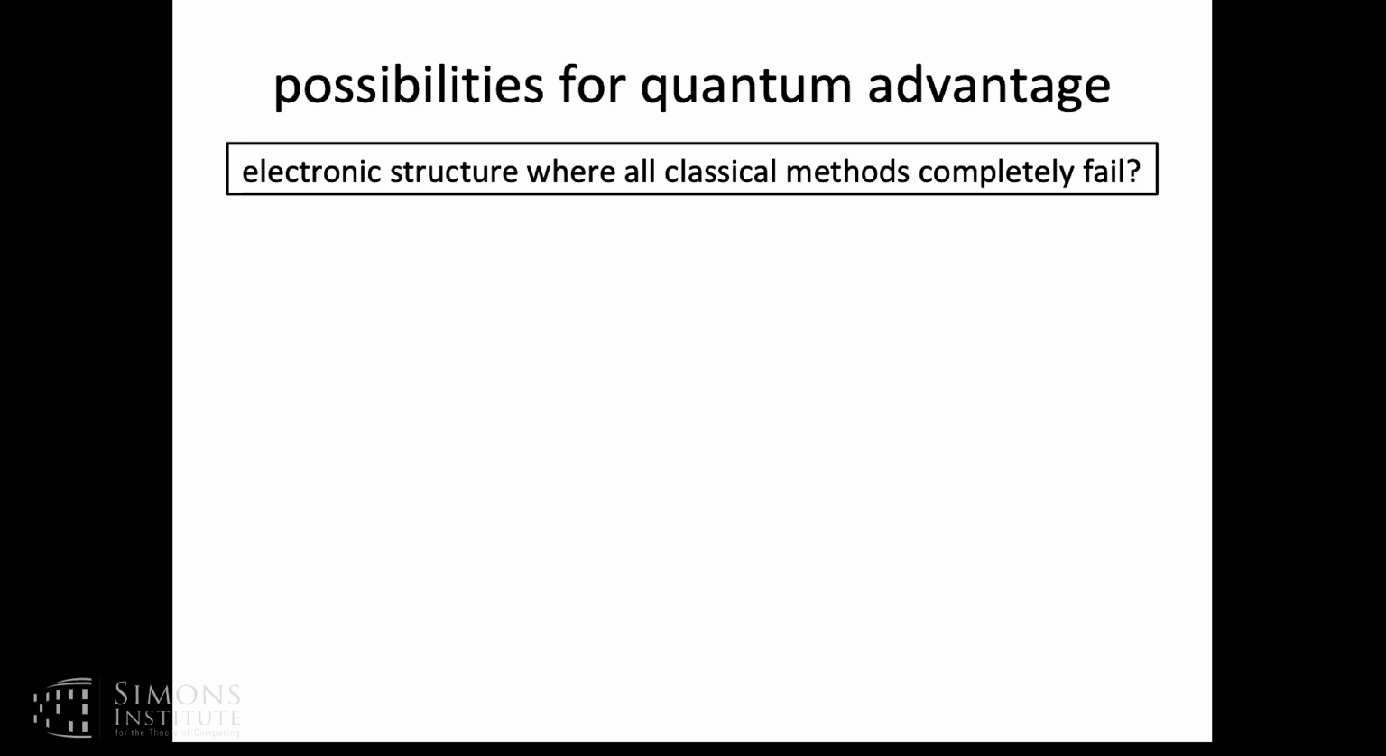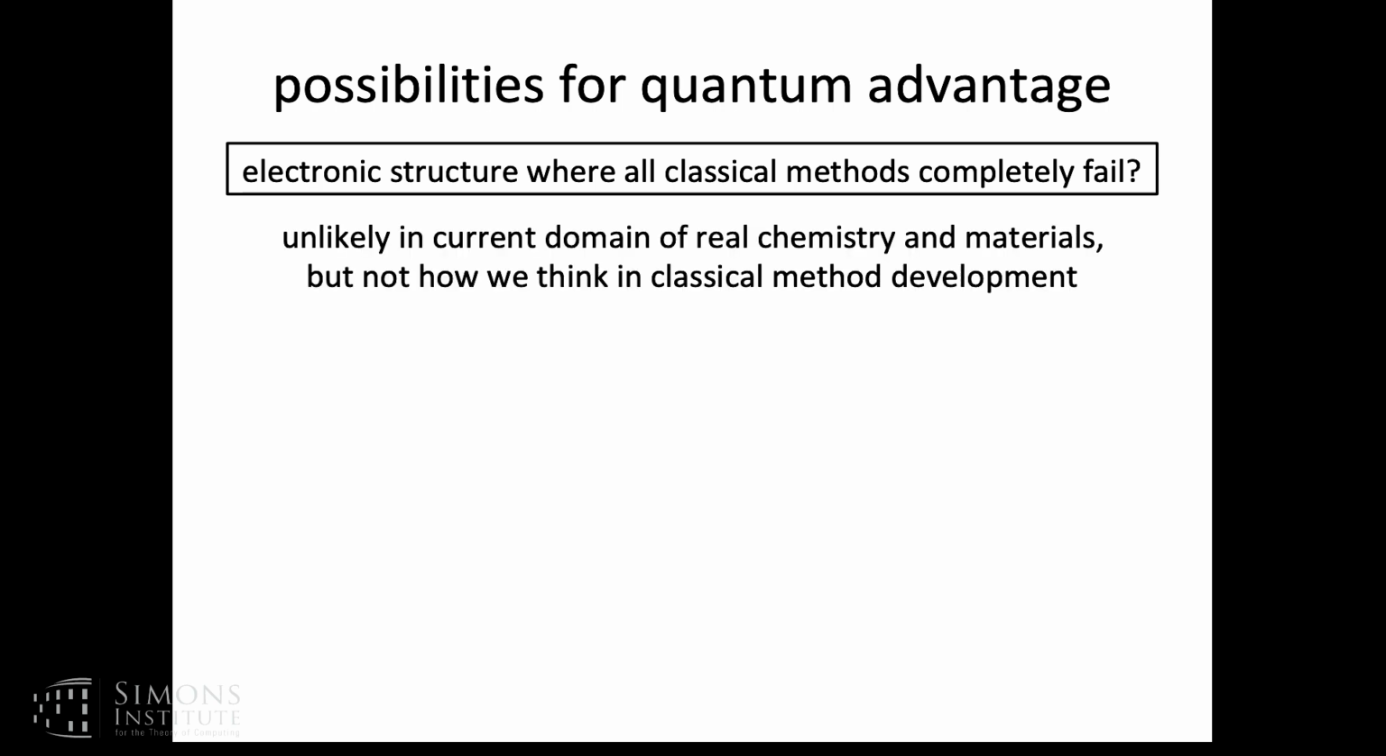So if we ask, is there going to be an electronic structure problem in some real system where all methods, all classical methods, just don't give any useful information? I personally think that's unlikely. I've not seen an example of this in the domain of chemistry and material science. I think that when one goes into physics, one can create some more artificial cases, or at least cases that are not constrained, where you can do this. But in chemistry and material science, I think it's very difficult.